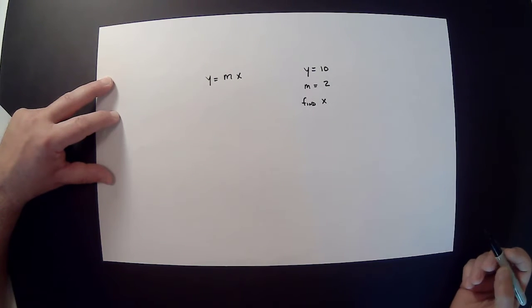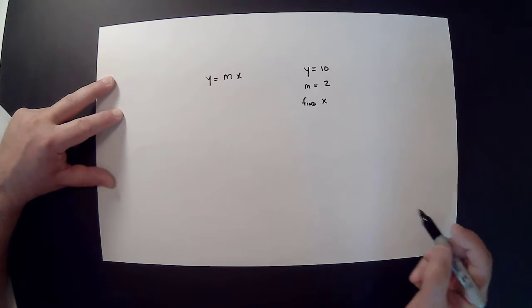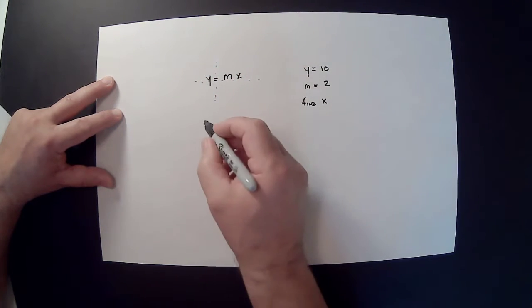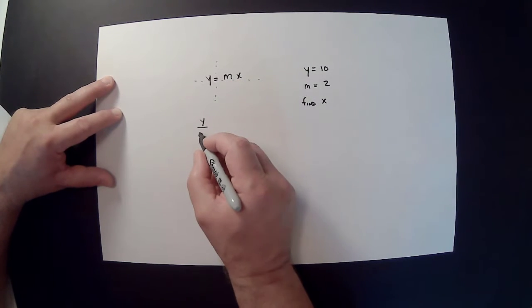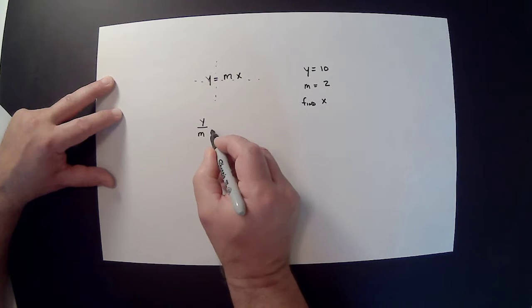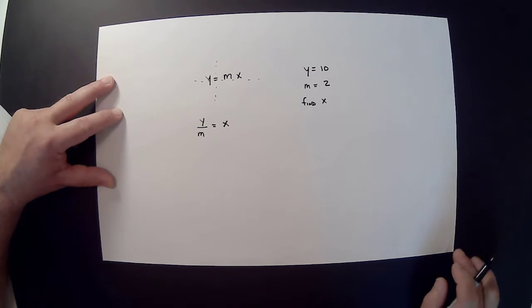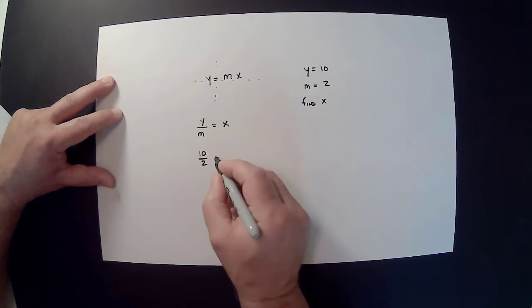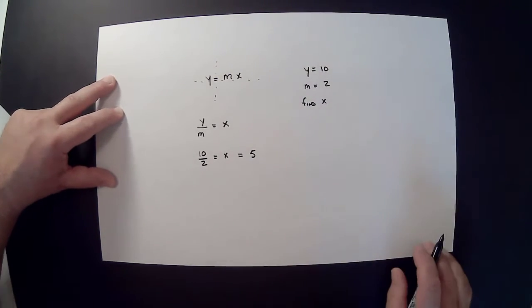In this case, I need to get x by itself on one side of the equal sign. So I make an imaginary cross right here, and I now write y. I can move the m from the top on the right side to the bottom on the left side, equals x. I now have x by itself, and every other variable can now just be plugged in. 10 divided by 2 equals x, and obviously x equals 5.